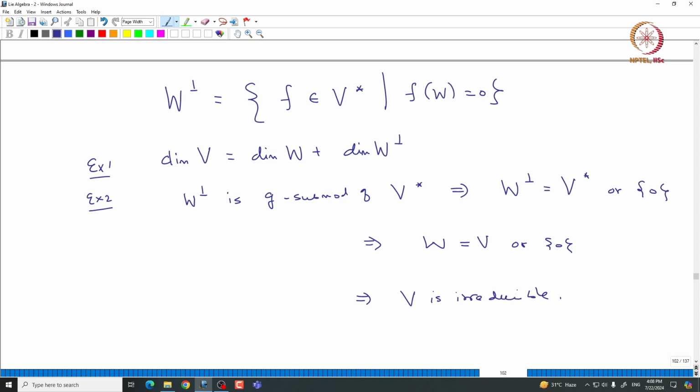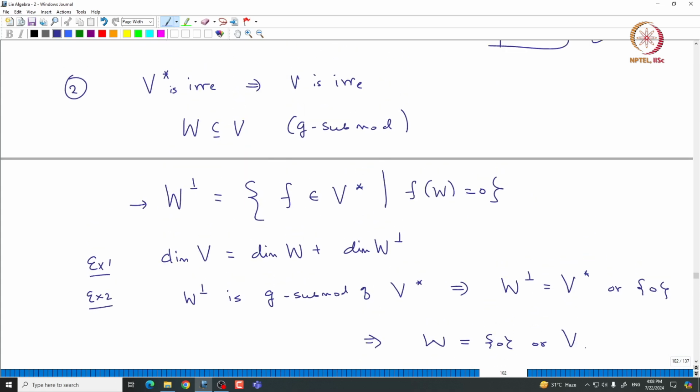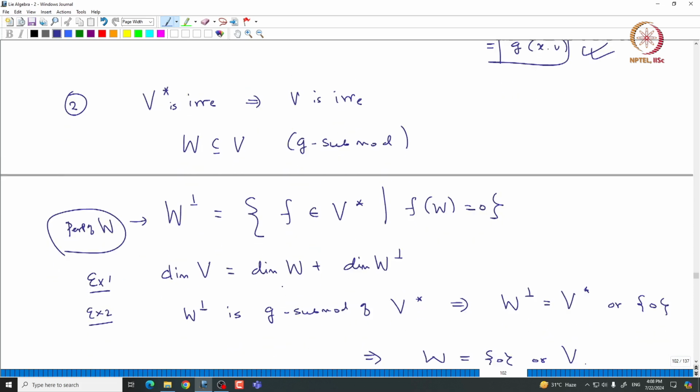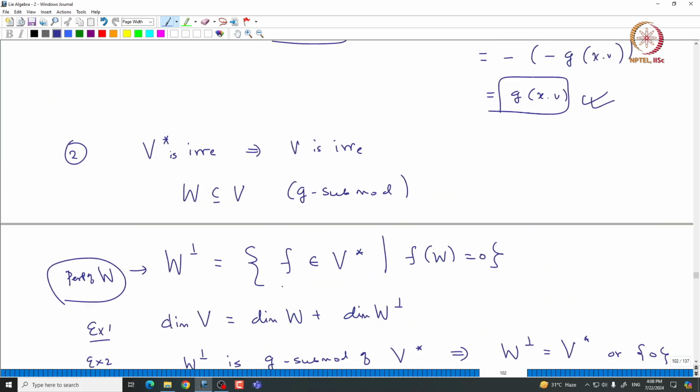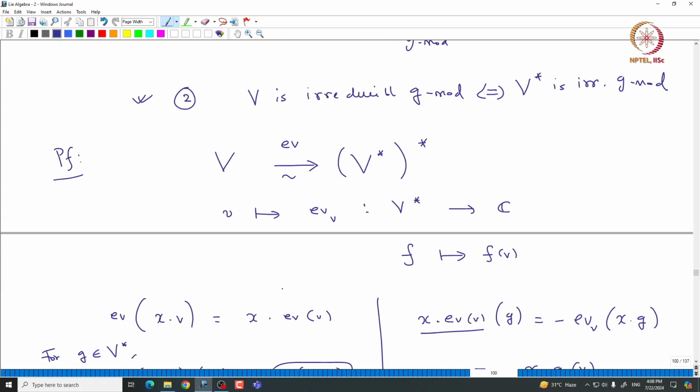Okay. It should be the other way. So, that means by considering this perp of W, one can easily produce a representation inside V star, which more or less captures the dual picture. So, that is why V is irreducible if and only if the dual of V is also irreducible.